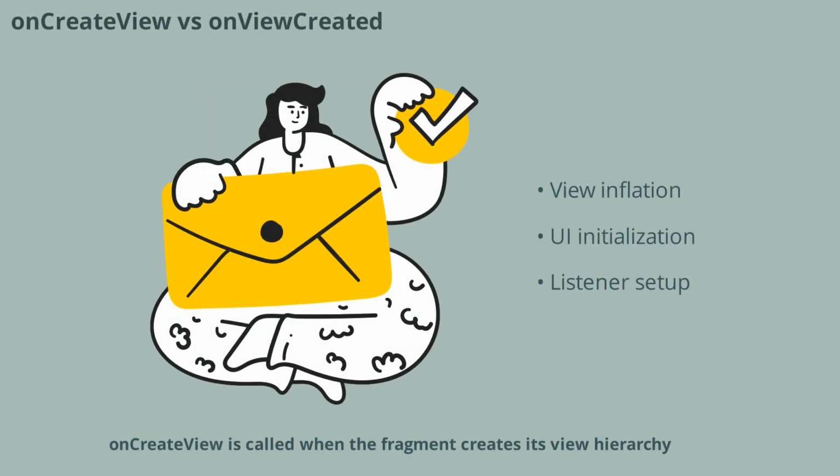onCreateView is called when the fragment creates its view hierarchy, used for inflating the layout. onViewCreated is called after onCreateView, ideal for initializing UI components and setting up listeners. Knowing the difference helps organize UI setup efficiently.